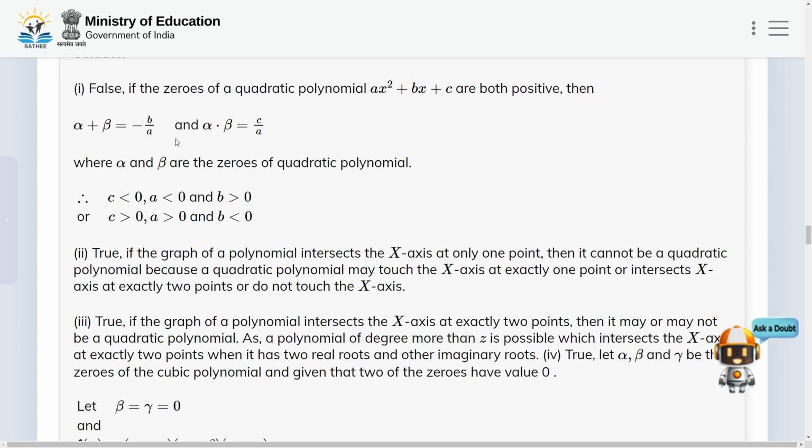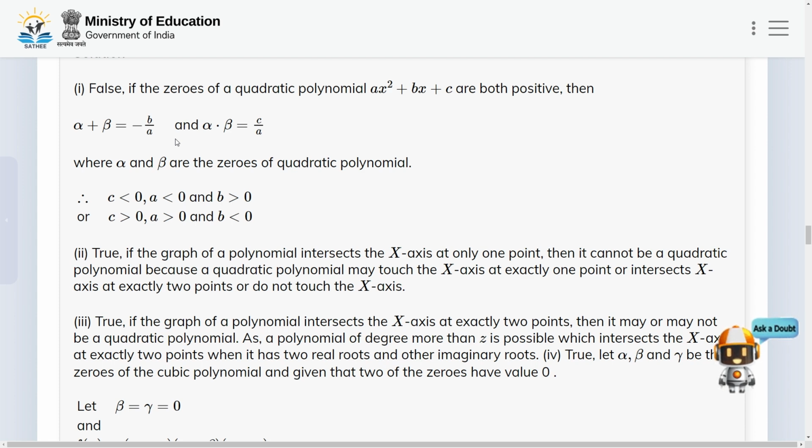If the zeros of a quadratic polynomial ax square plus bx plus c are both positive, then sum of zeros, alpha plus beta, is equal to minus b upon a. That we know, sum of zeros is equal to minus coefficient of x divided by coefficient of x square. And we know product of zeros, alpha times beta, is equal to constant term c divided by coefficient of x square, that is a, where alpha and beta are the zeros of the quadratic polynomial.